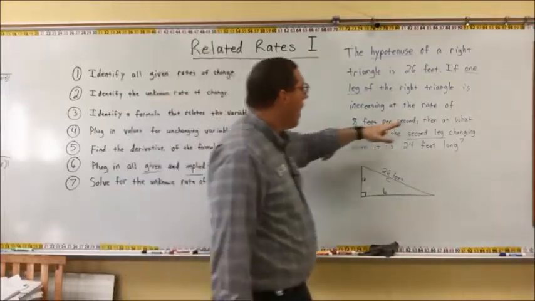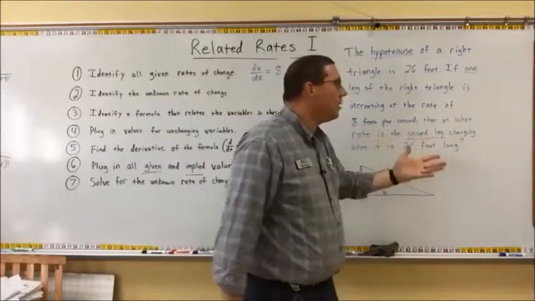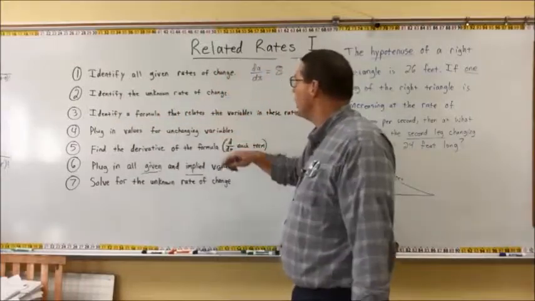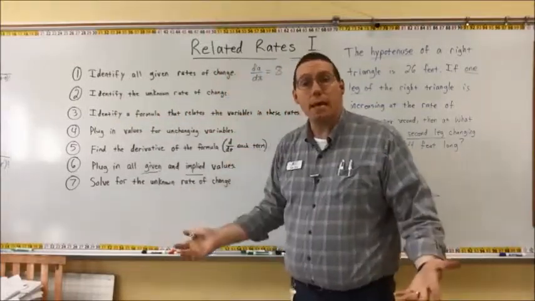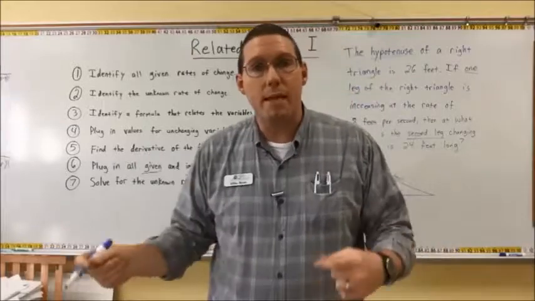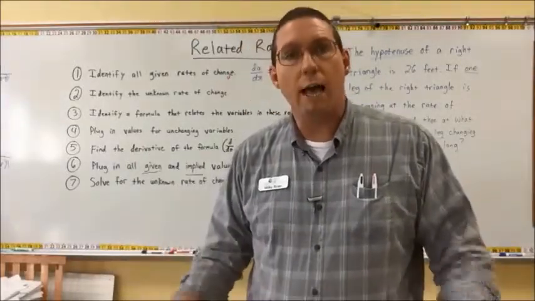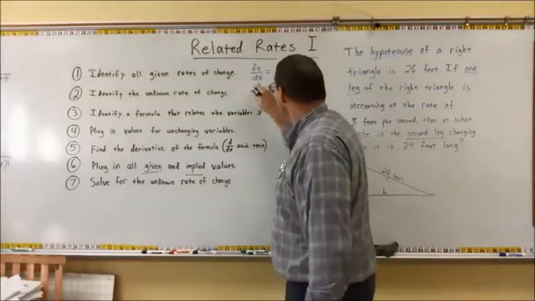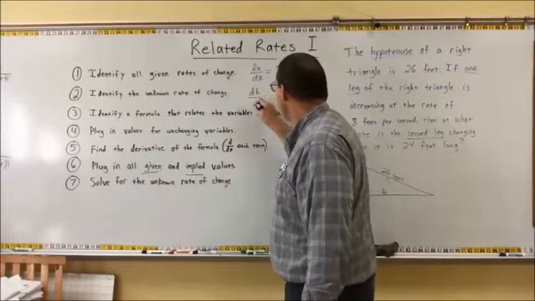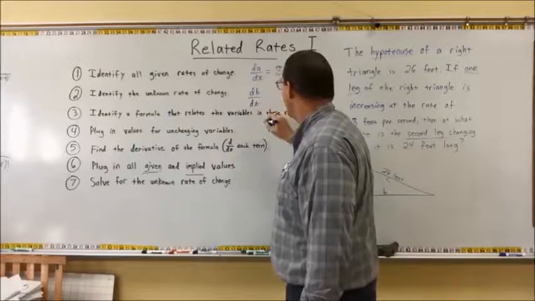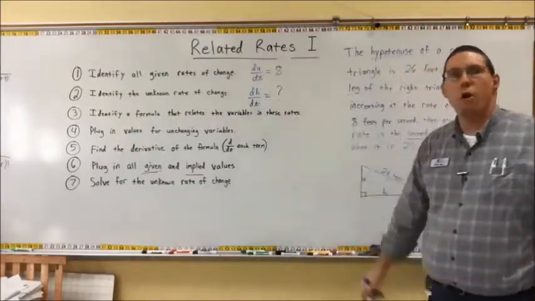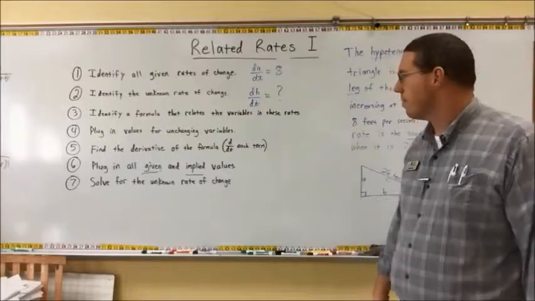Then it says, at what rate is the second leg changing? Well, that's right here. That's the unknown rate of change. The second leg is B, and we want to know the rate at which B is changing over time. That's dB/dt. That's the rate at which B is changing over time. So we want to know what is dB/dt. We know what dA/dt is. We want to know what dB/dt is.